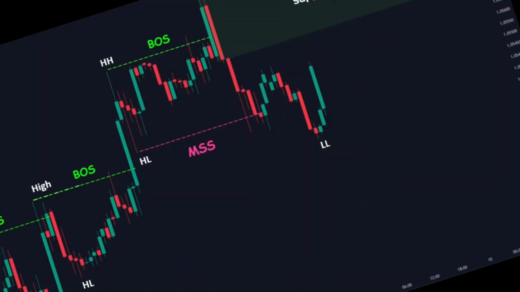Now, we have an unmitigated bearish order block created by the bearish market structure shift move, presenting an ideal area to look for short opportunities if the price taps into it and shows rejection.